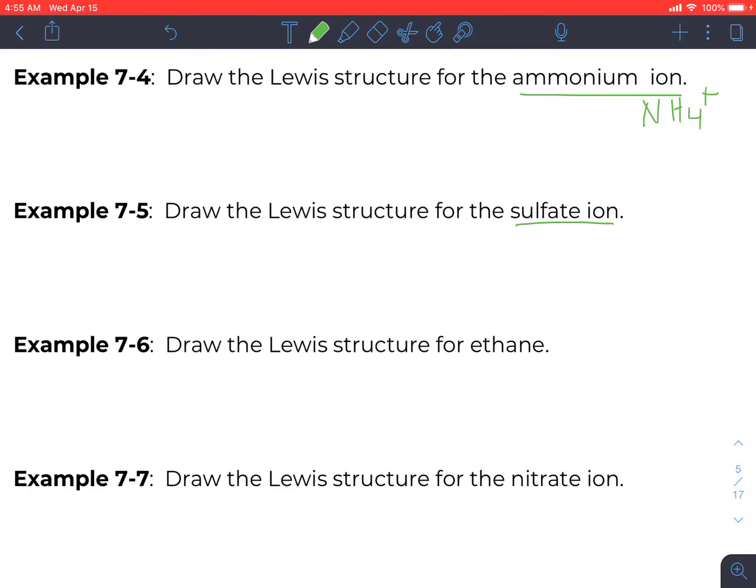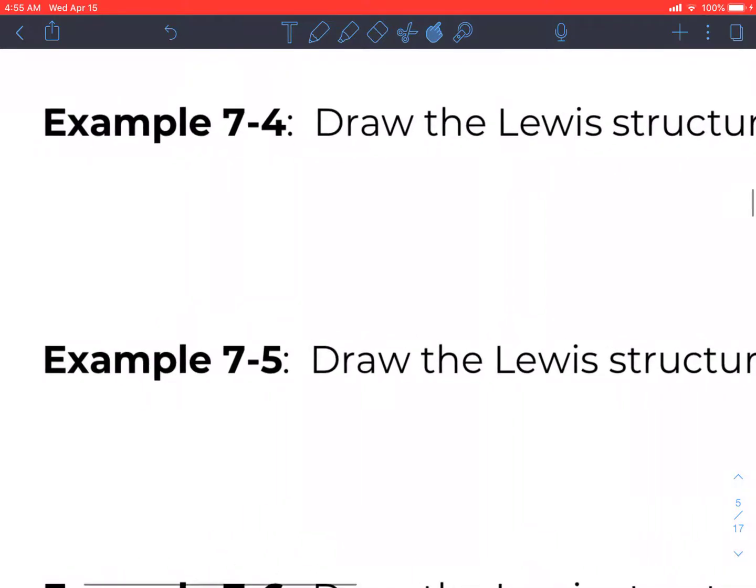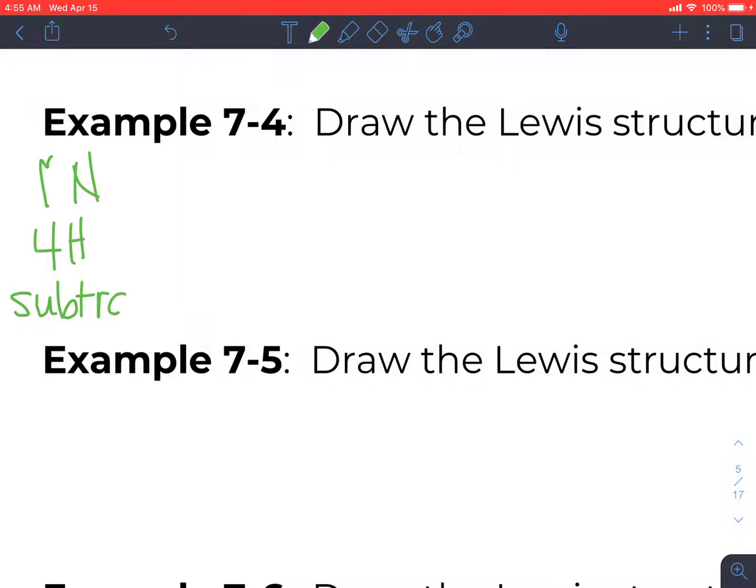It is a positive ion. Sulfate ion is SO4 2-. Okay, so we're going to do the counts on each of these. So let me zoom in here. We have 1 nitrogen, 4 hydrogens, and because it's a positive ion, we're going to subtract 1 electron from the total amount.